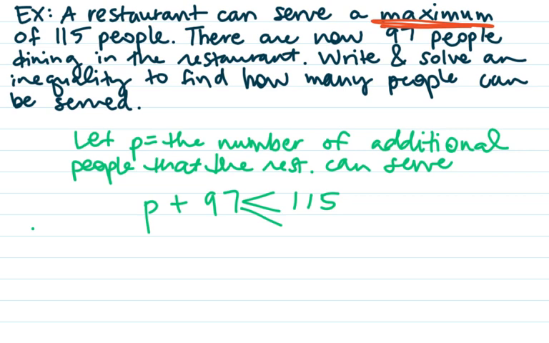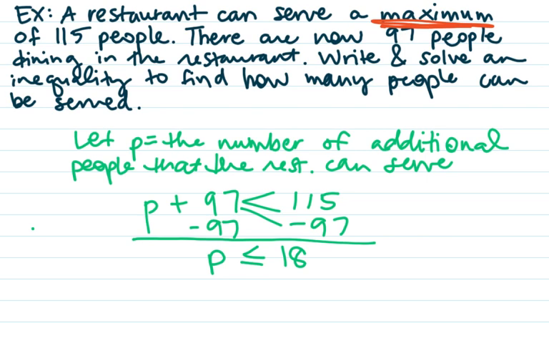So now I'm just going to solve that inequality for p. So I'm going to subtract 97 from both sides. p is less than or equal to 18. You can have a maximum of 18 more people in the room, or 17 or 16, any number that is less than or equal to 18. The restaurant can serve at most 18 more people.